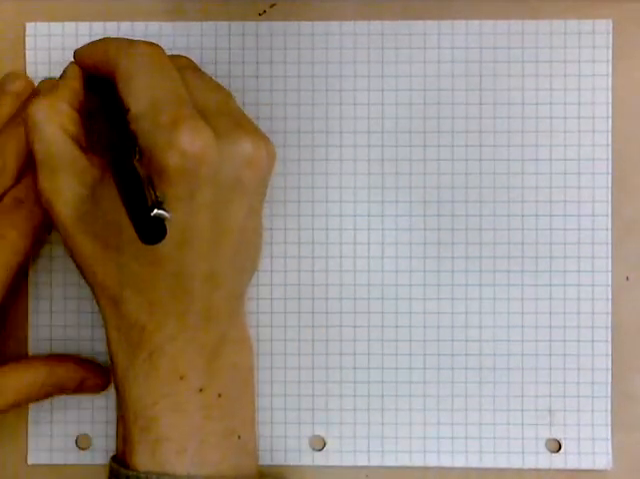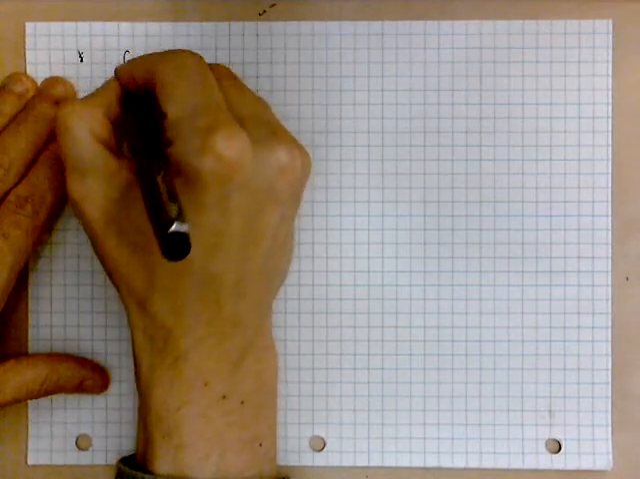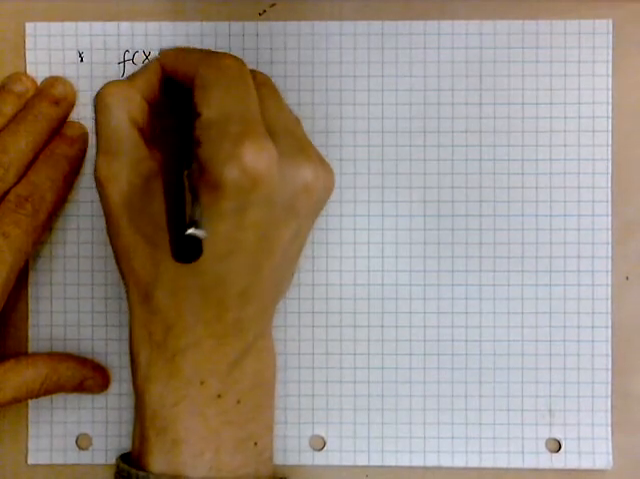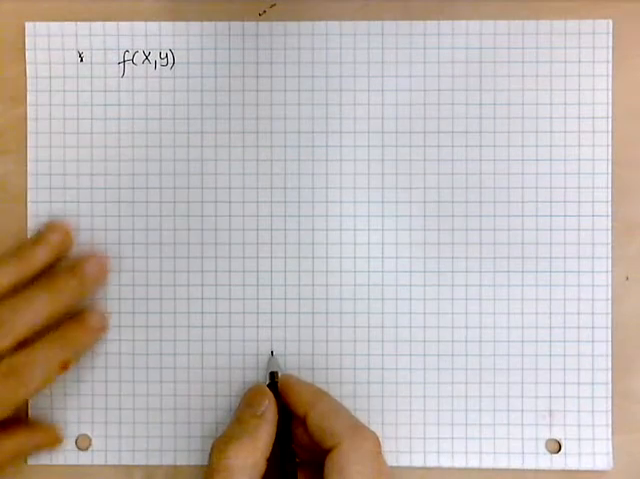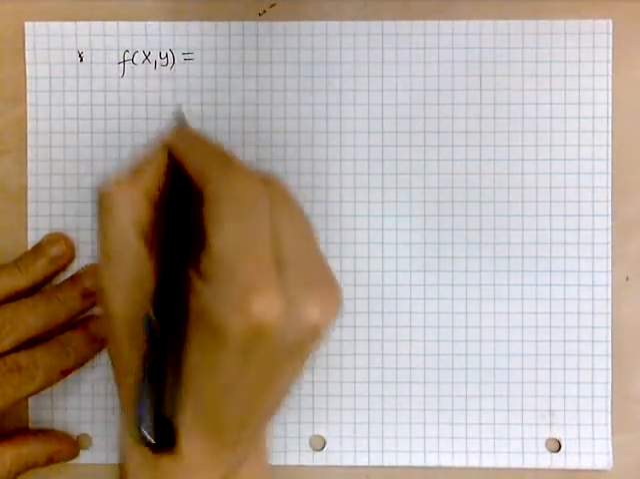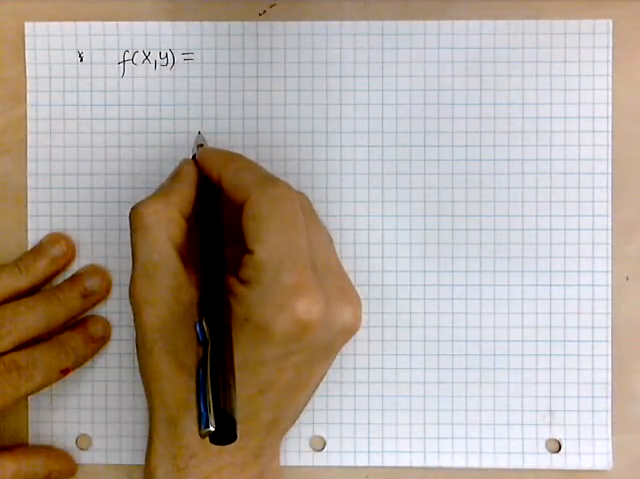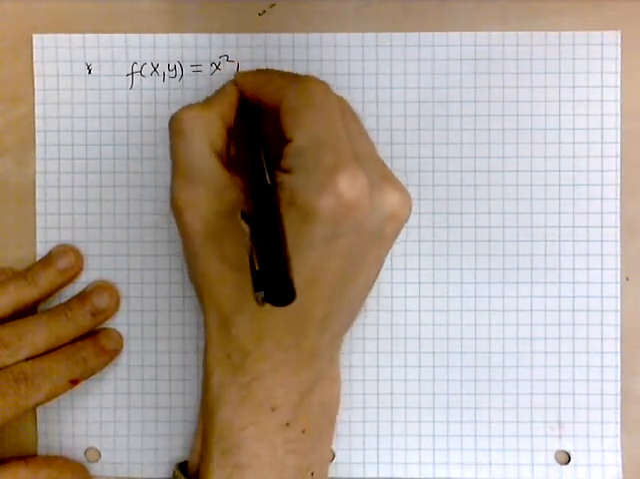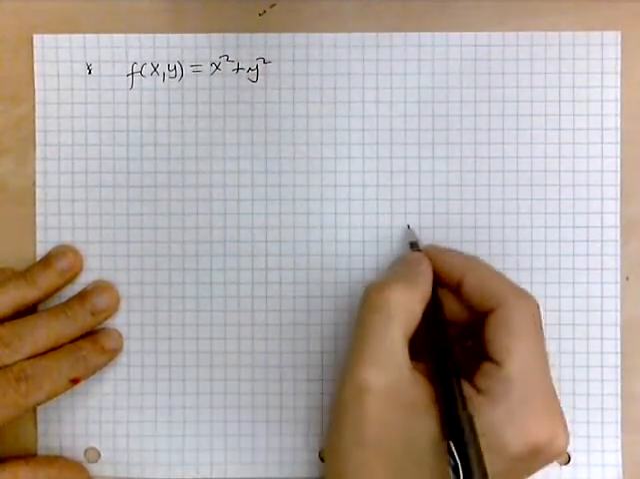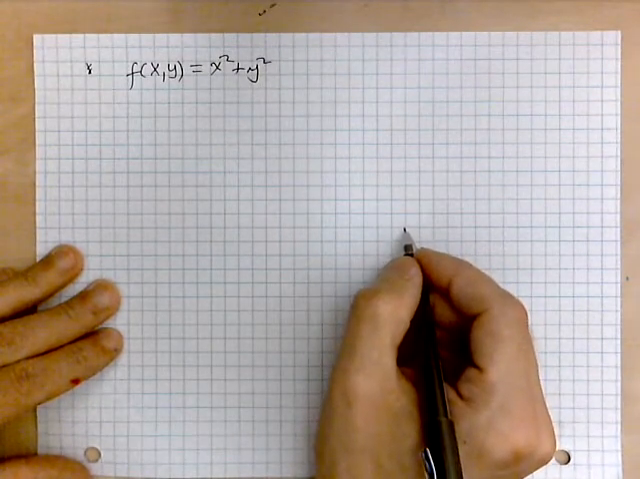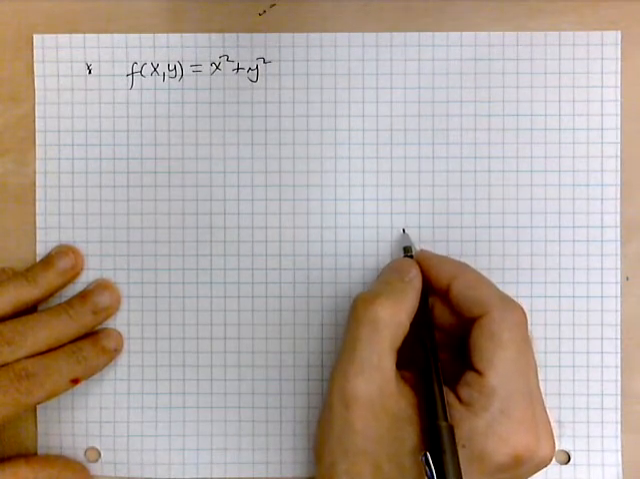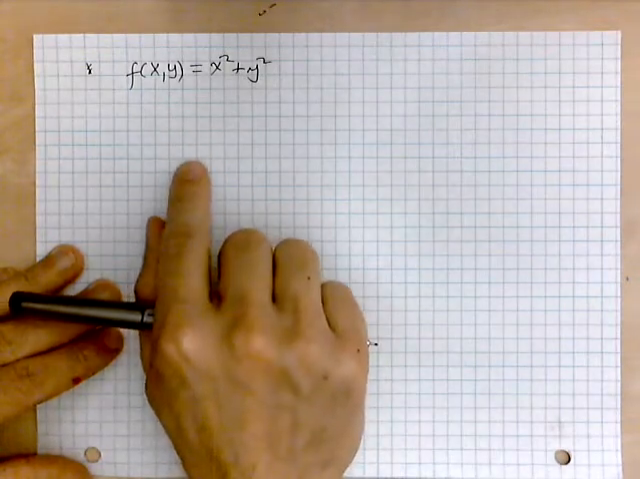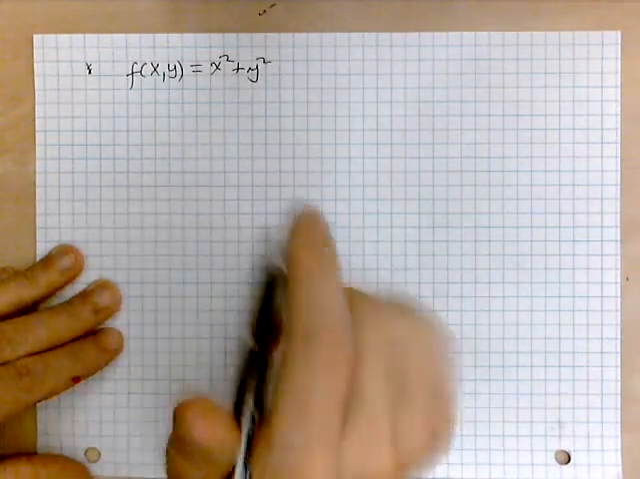So you're given the following function, and we'll say it's a function f with the variables x and y, and say f of x and y is given by x squared plus y squared. To form the gradient, what we need are the partial derivatives with respect to x and with respect to y.